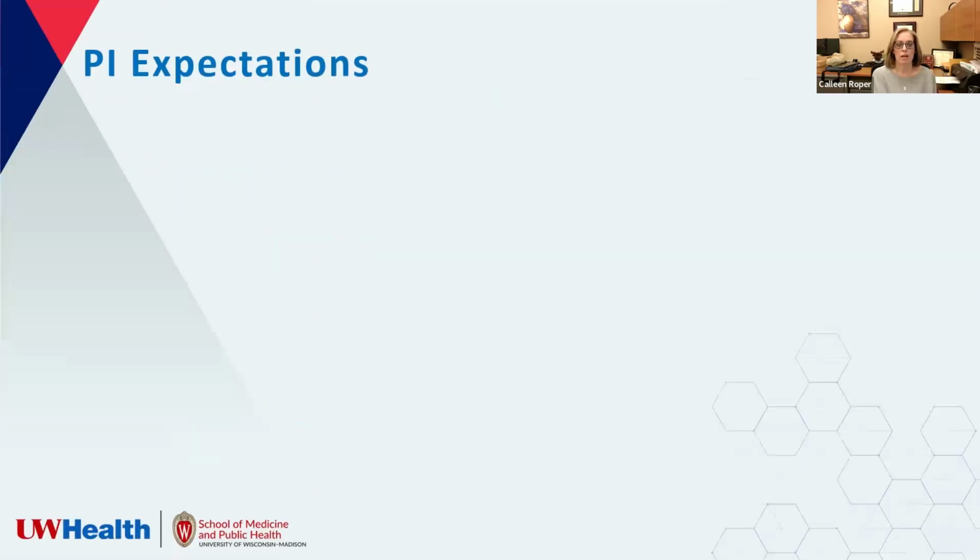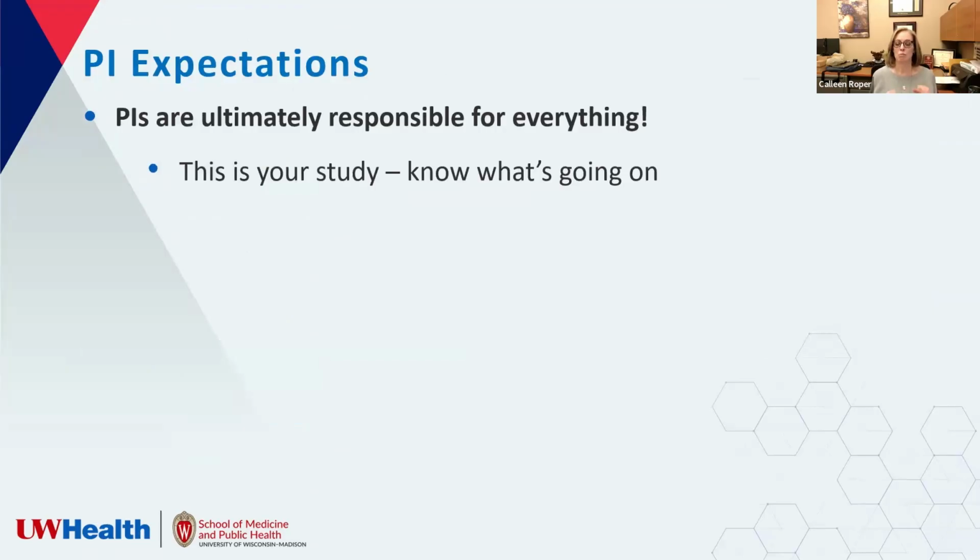So, PI expectations. Ultimately, PIs are responsible for the study. You are listed as the principal investigator, therefore you are the name and the person who is going to be responsible for understanding everything that's going on. And if there are questions or concerns about the study, if things are happening as they should be, or if things are getting missed, at the end of the day, your name's on it. You are where the buck stops.